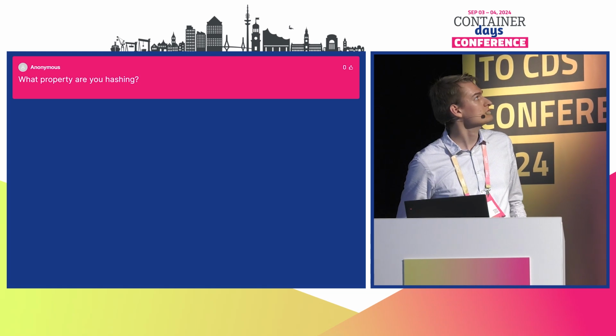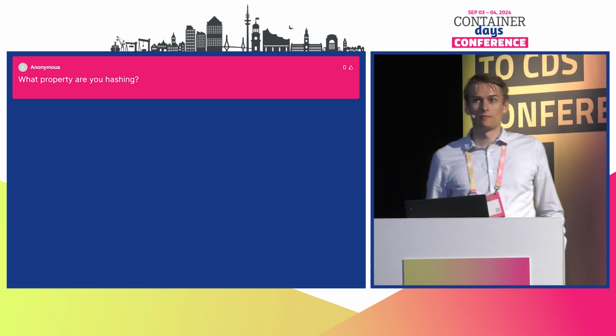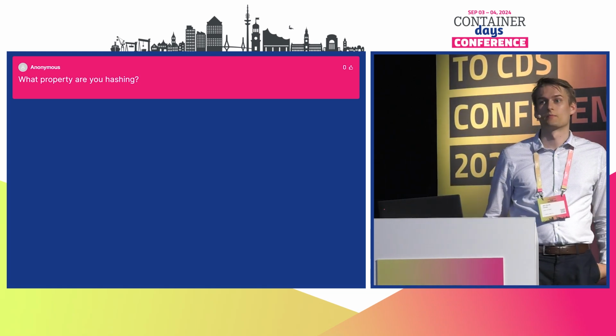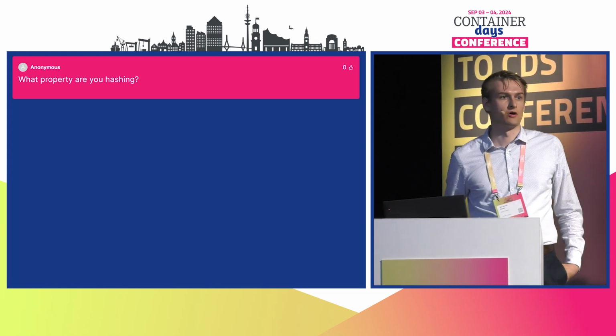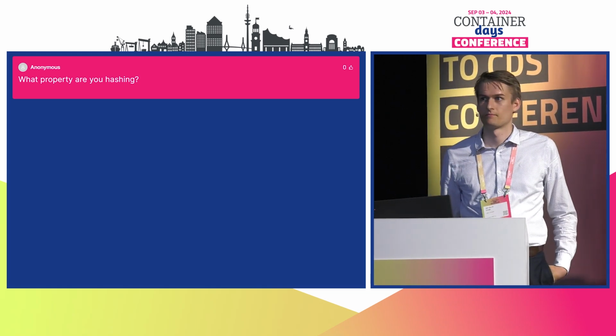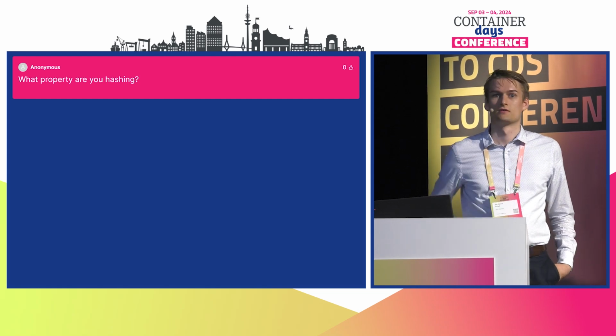And one more question is, what property are you hashing? We are hashing the metadata.name of the object that is being reconciled. That is consistent data over all of the replicas. And it does not change. And it's unique.